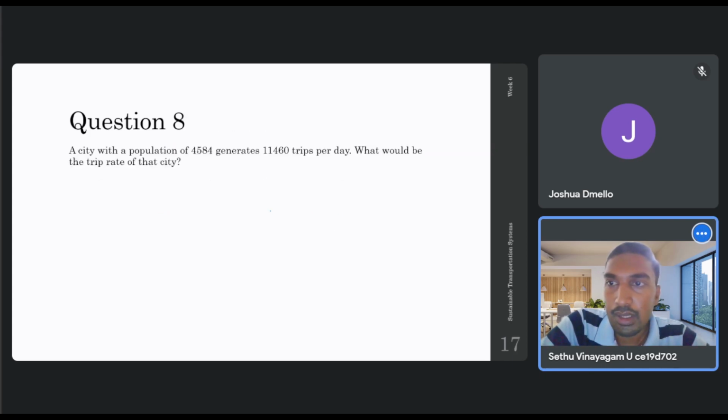Question number 8 is, a city with a population of 4,584 generates 11,460 trips per day. What would be the trip rate of that city? The options are 0.4, 2.0, 1.2, and 2.5.